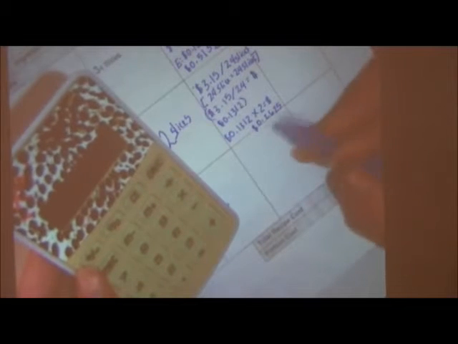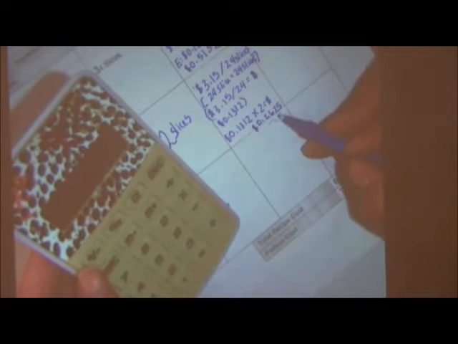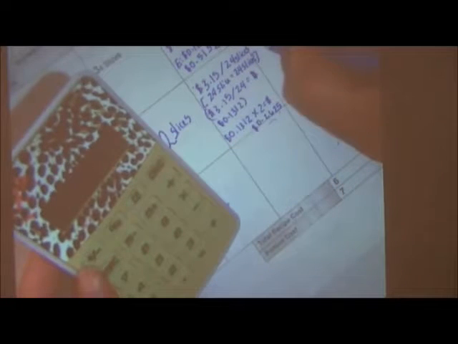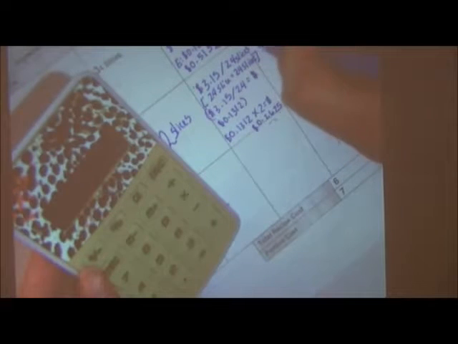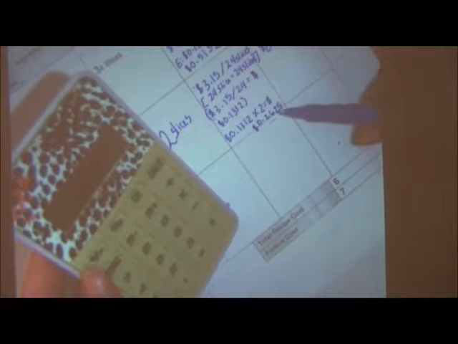0.2624. We're going to round that up, even though that's still a 2 behind there. We're going to still round it up to 27 cents. The reason we round up with money is because eventually we'll start losing money. Maybe pennies, but pennies over time add up. So we always round up with money.